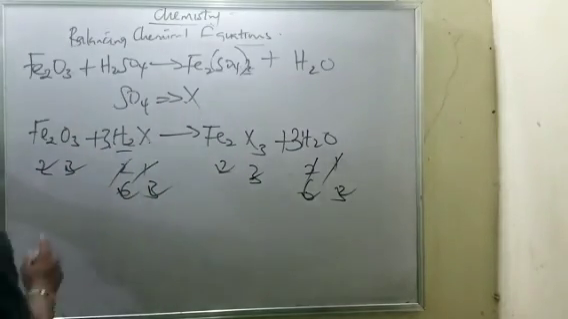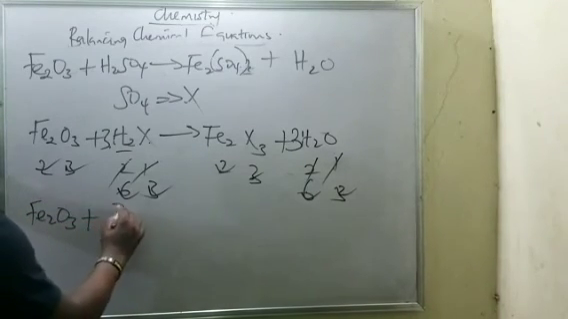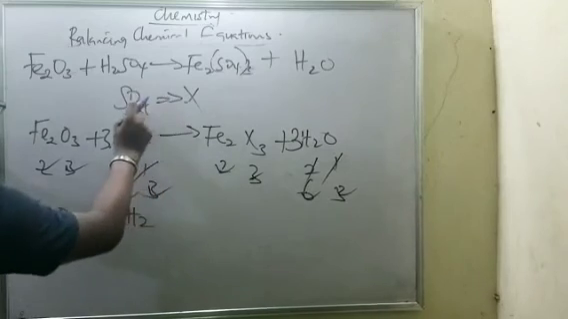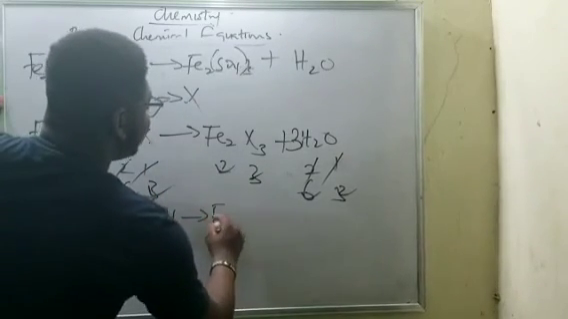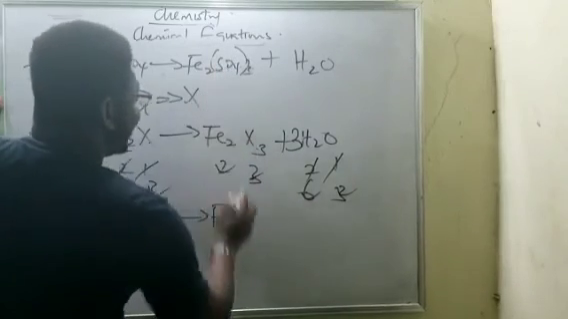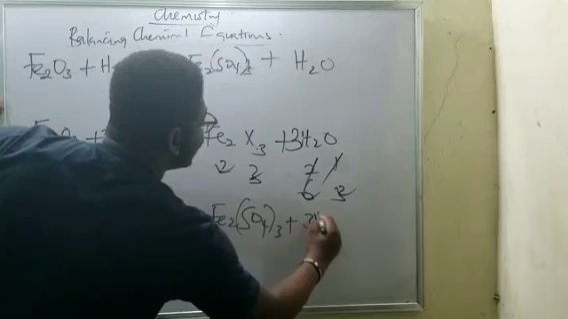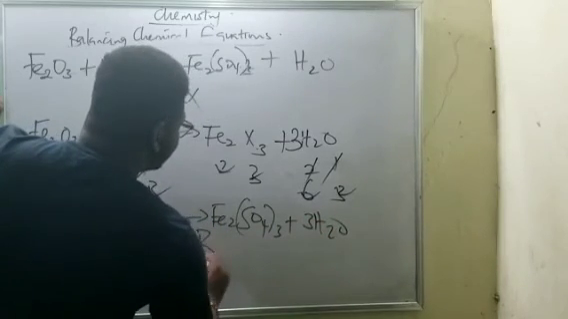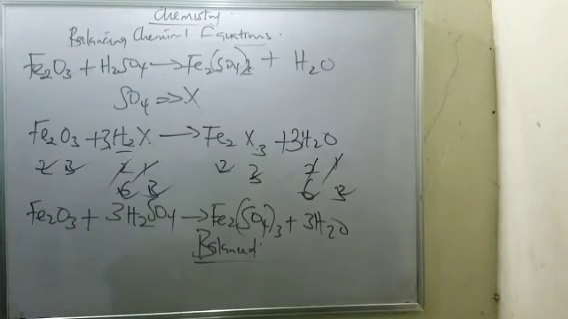So if I'm going to rewrite this, I'm going to put Fe2O3 plus 3H2, my X, SO4, to give me Fe2, my X, SO4, 3 plus 3H2O. Now, this is balanced. Do we understand this? So, that is where we'll be ending this for today.